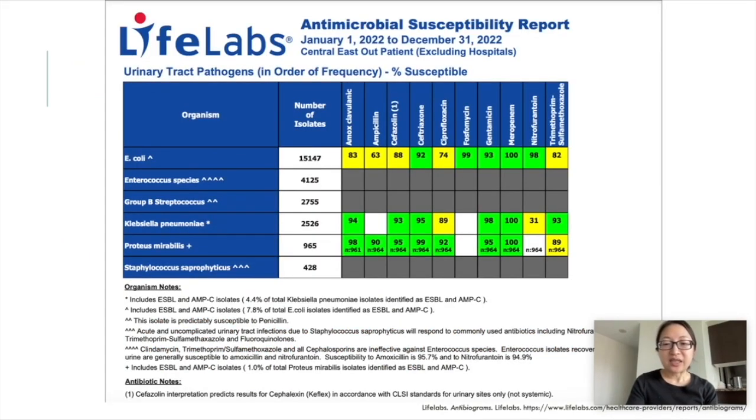So here I give an example of LifeLab's antibiogram for the period of January 1st, 2022 to December 31st of 2022. And I'll briefly go over how to use this. If you look at the first column, this indicates the organisms that were included in the antibiogram, such as E. coli, Enterococcus, and the group B Streptococcus. The second column shows the number of isolates that were included in the development of this antibiogram. And the remaining columns of the antibiogram to the right depict the antibiotics that were tested and the isolated organisms' susceptibilities to them.